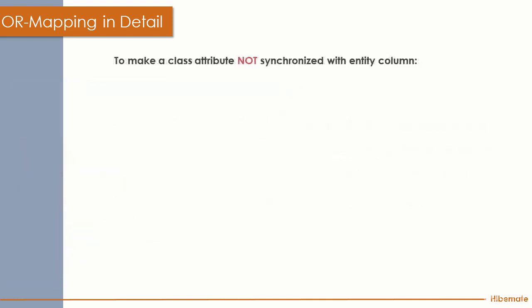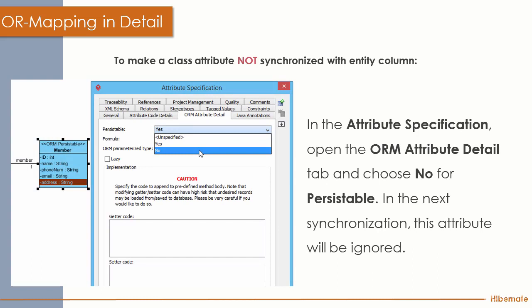The other way around, if you have an attribute in the class diagram that you don't want to generate a column for in the ERD, you can also set the persistable to null. Usually this is a kind of transient attribute. You just use it to compute the value in the memory model. You don't want to save it. Then you can set it to null, and we will not generate the column for you.